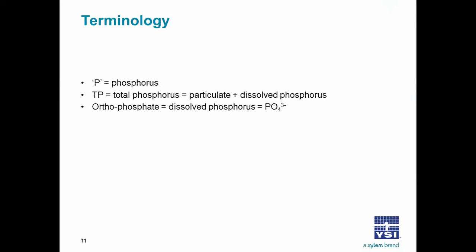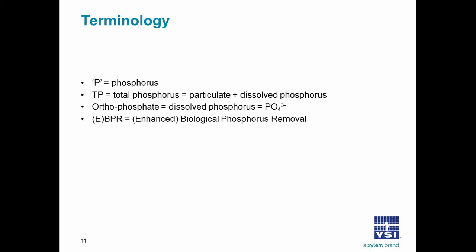TP is total phosphorus, particulate plus dissolved phosphorus, and it's important to note that that is typically what discharge limits are defined in terms of. Orthophosphate, on the other hand, is the monitoring parameter. It is the dissolved phosphorus with the chemical formula PO4 with a -3 charge.